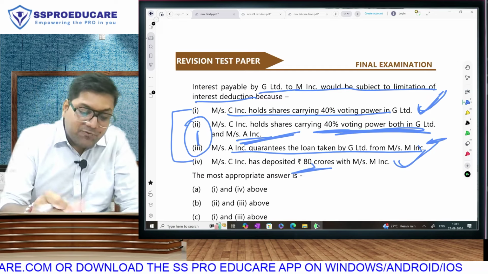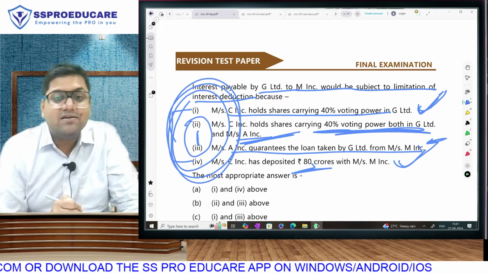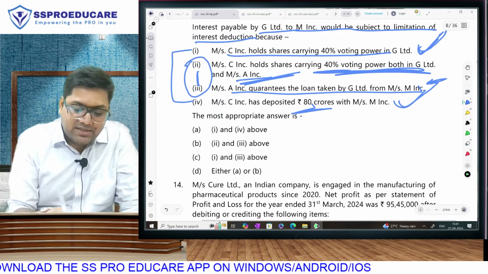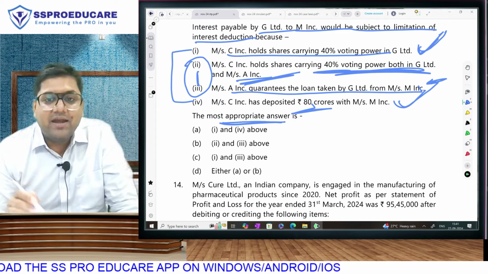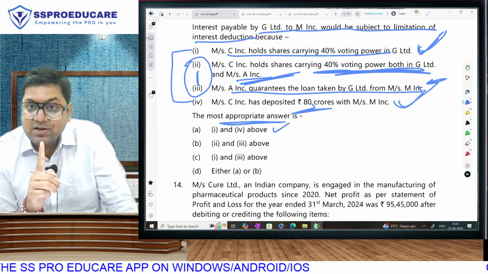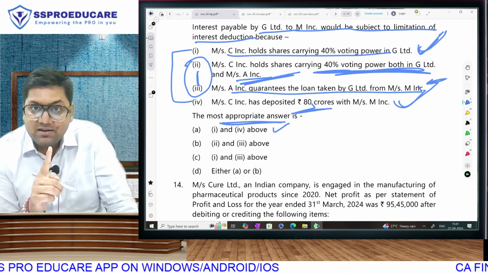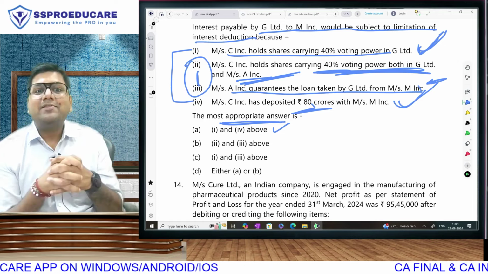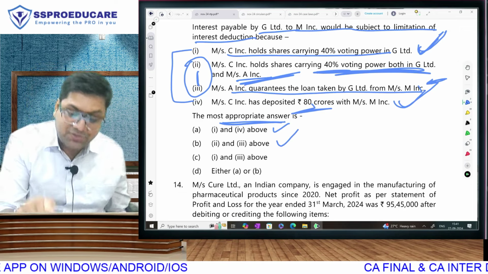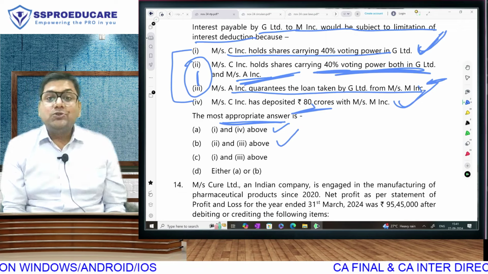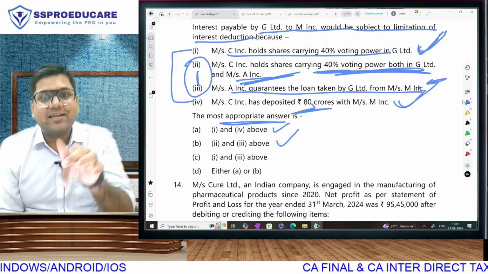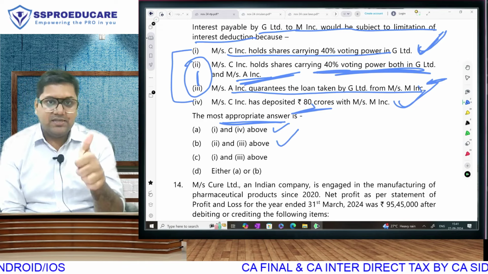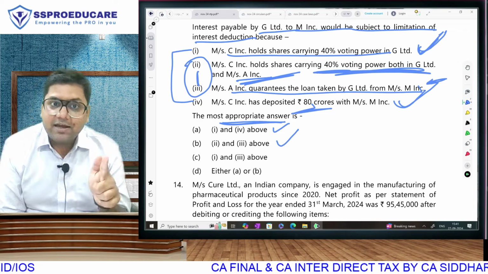Means you understand the four situations that they have given here are actually not your options. Options now start. Is the most appropriate answer 94B getting triggered because of 1 and 4? Yes. C is holding 40% in G and becoming an associated enterprise, and C is giving 80 crore to M. So 1 and 4 together attract 94B. But then so do 2 and 3 also. So do 2 and 3, because A is associated and giving a guarantee. C is associated giving funds. A is associated giving a guarantee. C is giving funds, that is visible. A is giving a guarantee, that is visible.